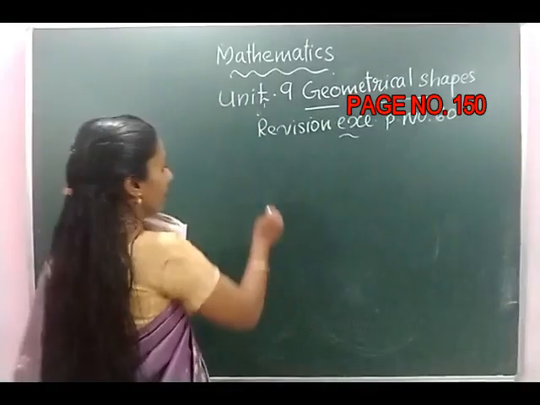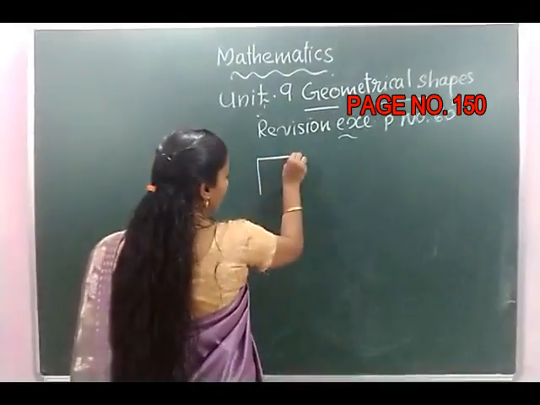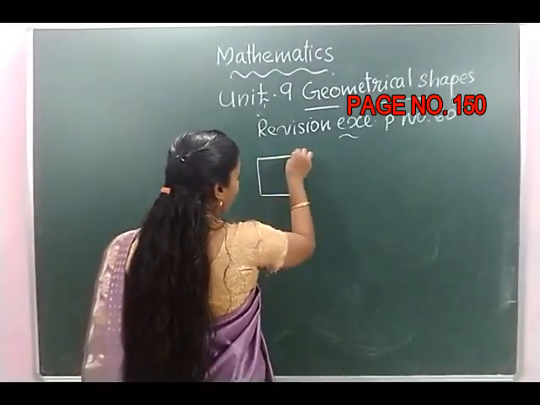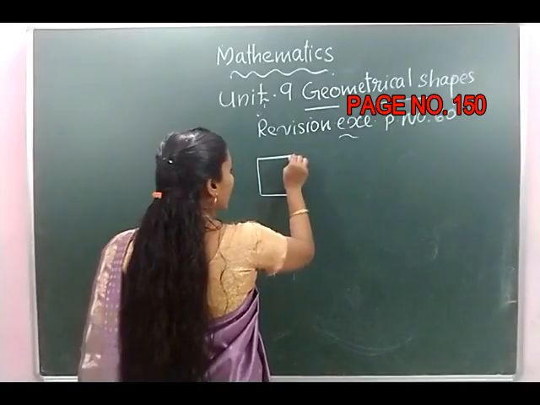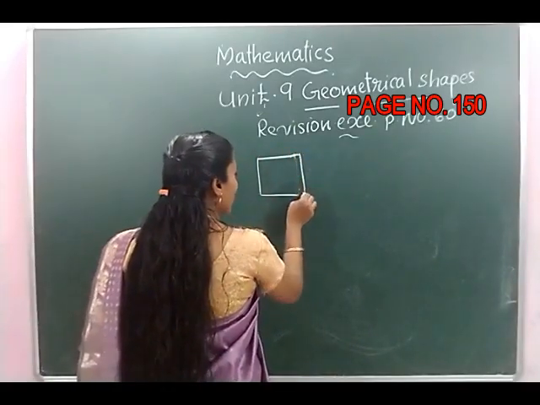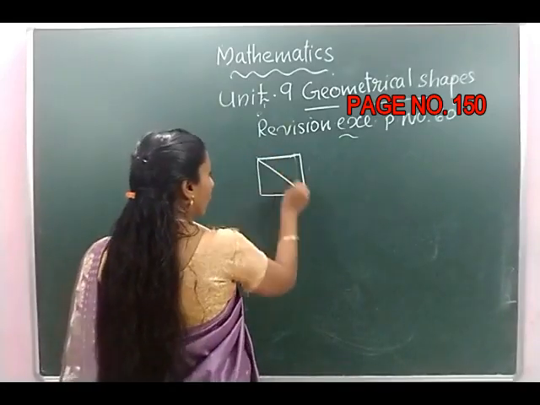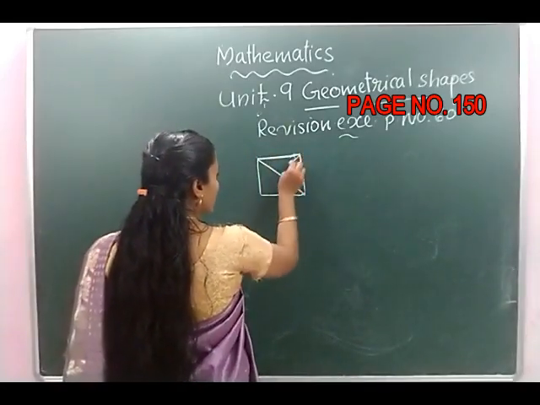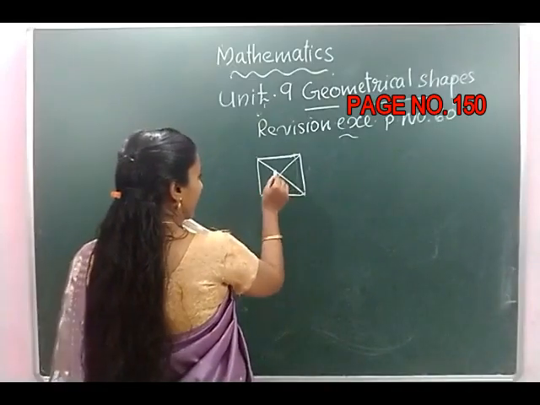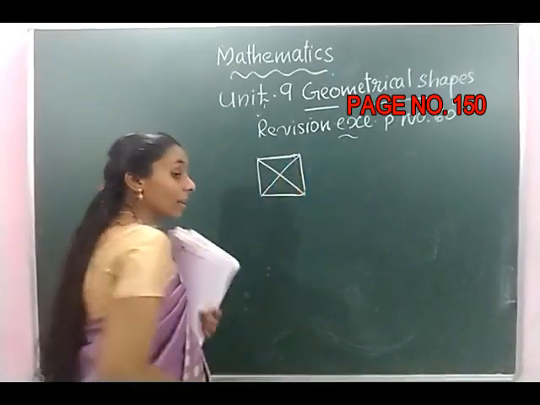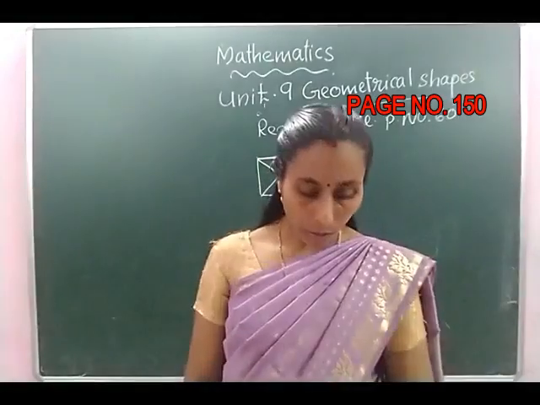Diagonals of the square. What is the feature of a square? In a square, all four sides are equal. Diagonals are lines from a corner to the opposite corner. There is another diagonal, so two diagonals are there. Both diagonals are of equal length.